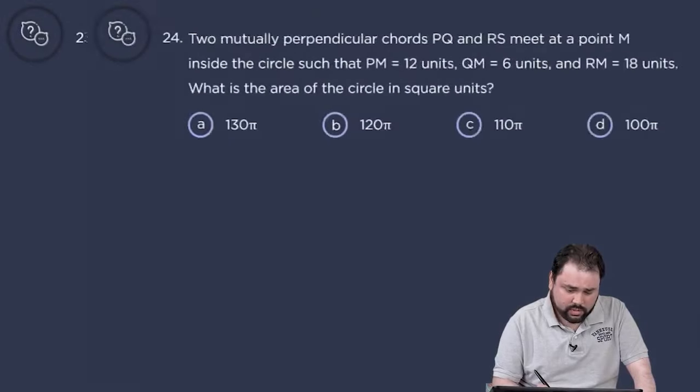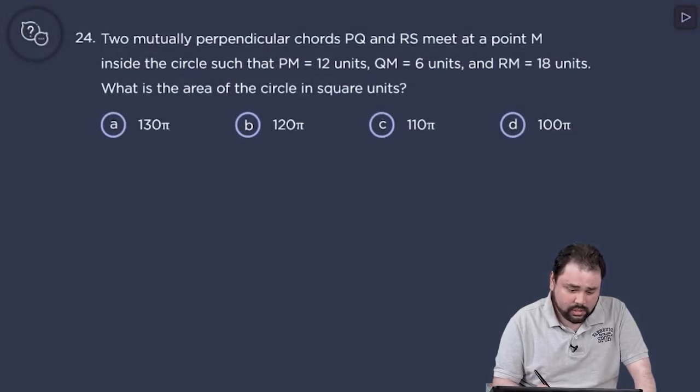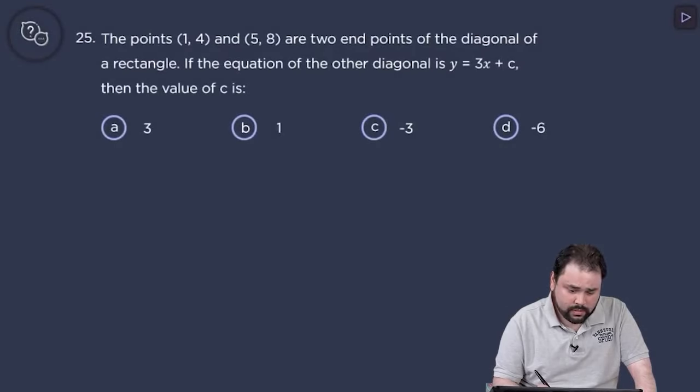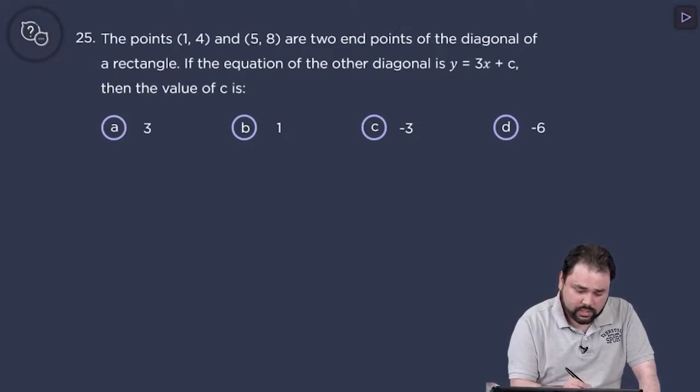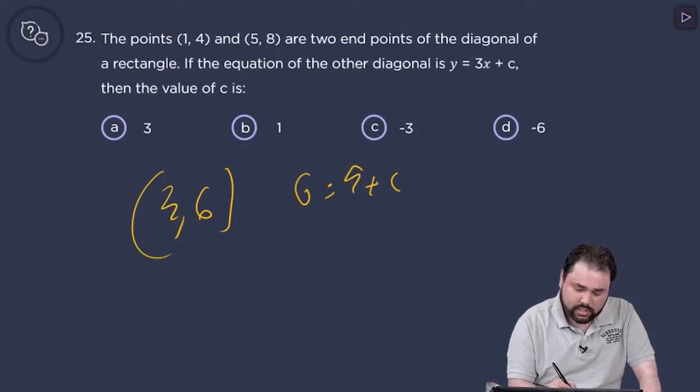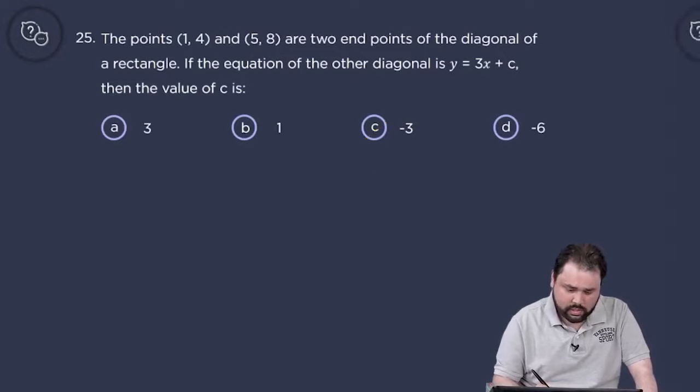Okay, no time. I have just 20 seconds. No time. Okay, this is easy. Points this and this are the two endpoints of the diagonal of a rectangle. Both diagonals will go through the midpoint. So the midpoint will be 5, 1, 6, which is 3, 8 and 4, 12, which is 6, 3, 6. So 3, 6 goes here. 6 is equal to 9 plus C. C is minus 3. Okay.